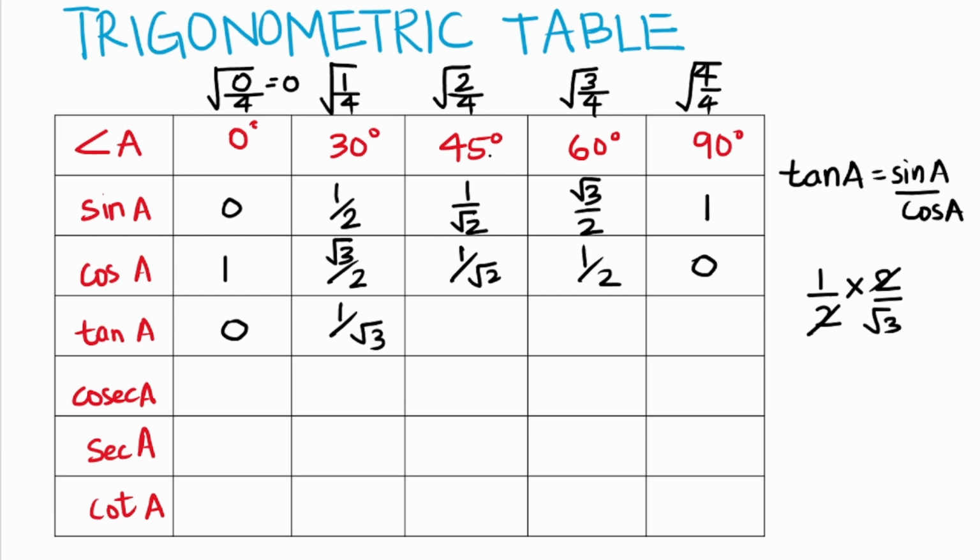The same way, if you divide sine 45 by cos 45, sine 45 is 1 by root 2 divided by 1 by root 2, which are both the same. So when we divide same quantities, we'll get 1.